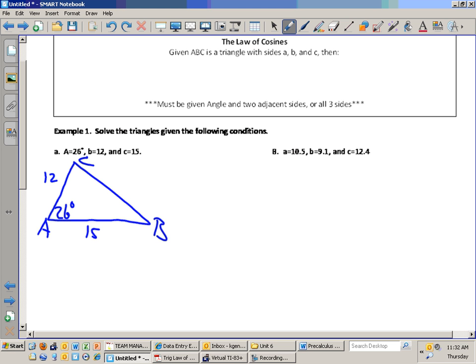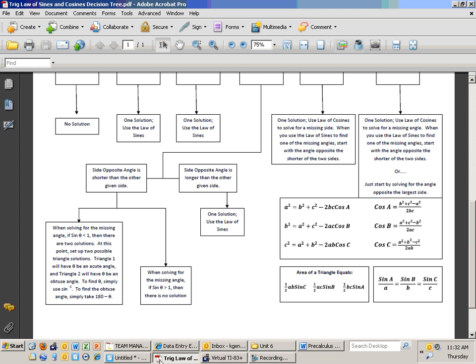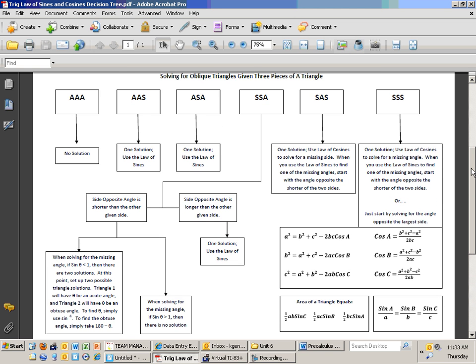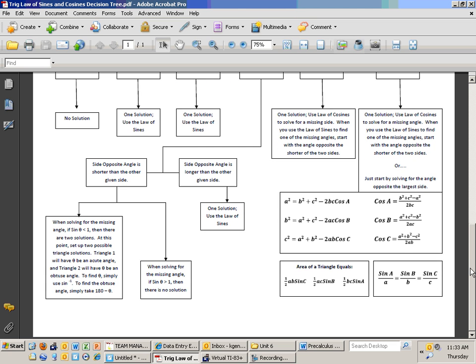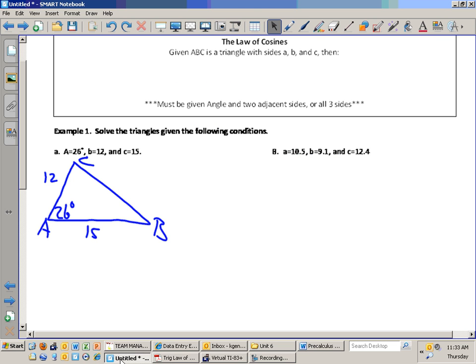Because you don't have an opposite side. We would need angle A and side A to use the law of sines. Got to have it. Well, I don't have it. I have side, angle, side. And my cheat sheet tells me right up at the top here that if I have side, angle, side, use the law of cosines. So that's what I'm going to do. I'm going to use the law of cosines.